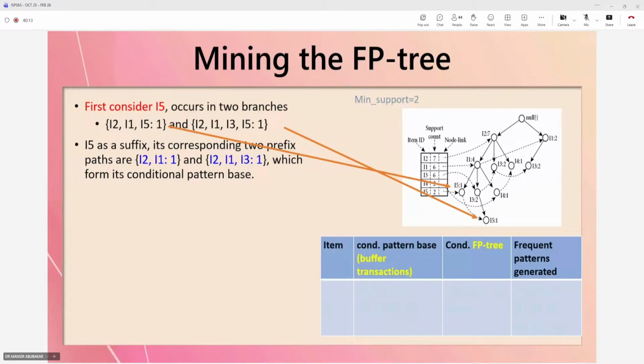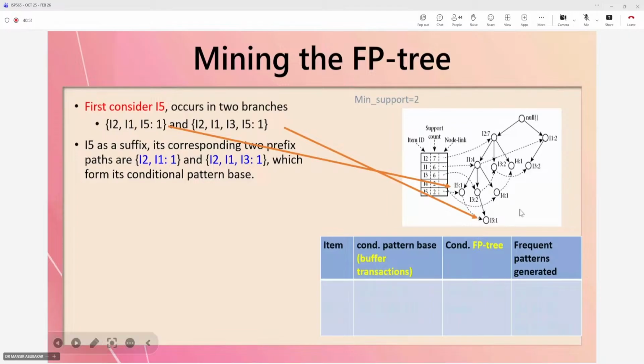So now, I5 as a suffix here corresponds to 2 prefix paths. That is I2, I1, then we have the I5 here. Another prefix, we have I2, I1, I3, then we have the I5. So that means I5 is found in these 2 prefix paths. So this is how it is. You can see it here. I2, I1, I5. You can see from I2, I1, then we have reached the I5.